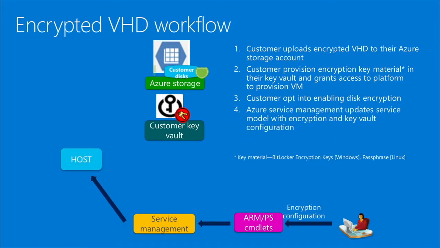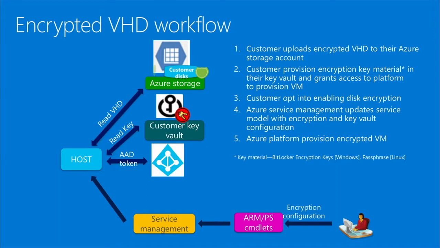You input the VM name, and the instruction flows from the ARM template or the PowerShell cmdlet through the service management layer into the host. Now, what the host component of the platform is going to do is read your encrypted VSD from storage. It's going to read your BitLocker encryption key or the Linux passphrase from your key vault.